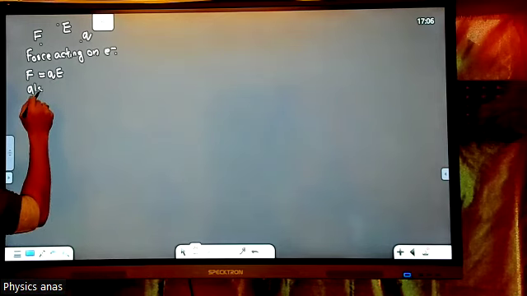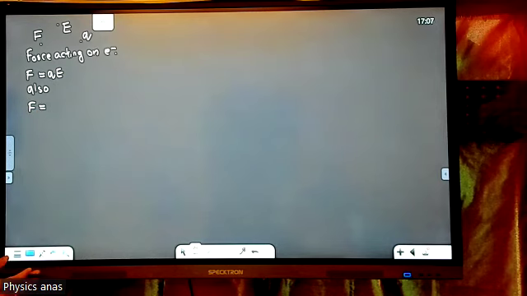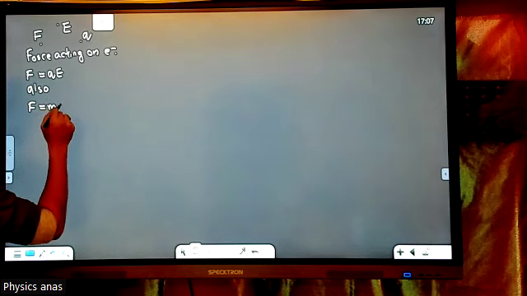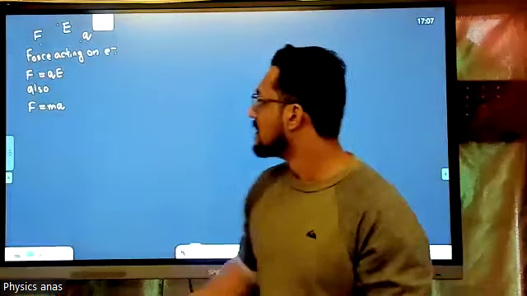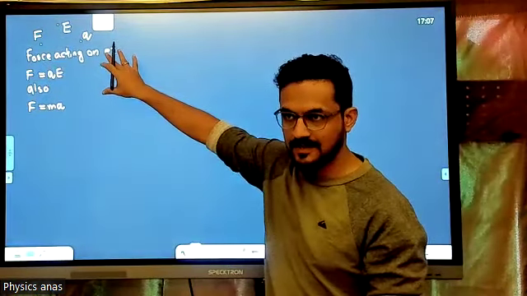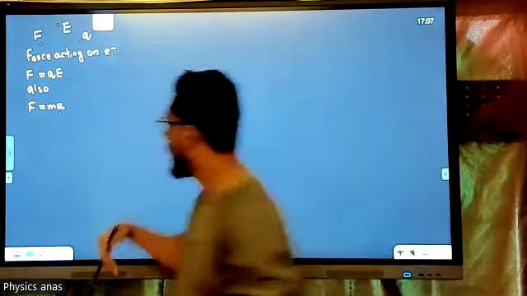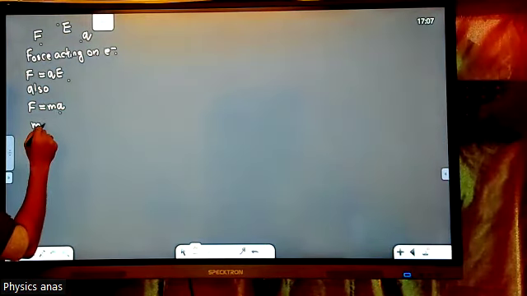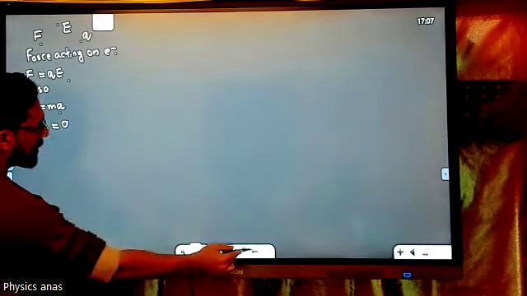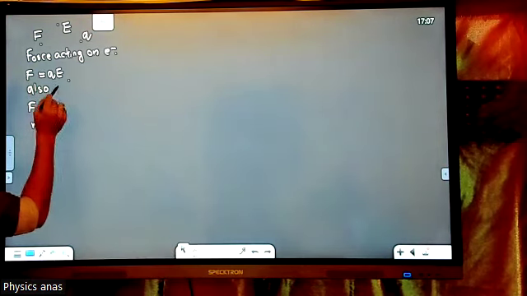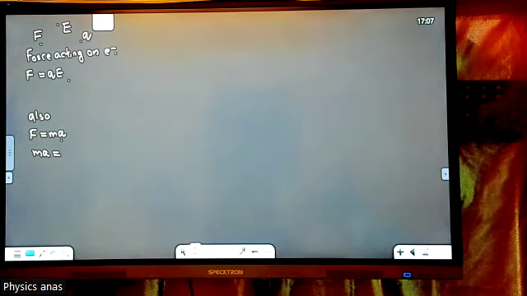Also, we have another equation for force. What is the general equation of force? That's ma. Ma is the general equation of force. This is the force acting on the electron, but we also know that F is equal to ma, so you can equate them. That means ma will be equal to QE. What is QE actually? QE is charge into electric field, right?